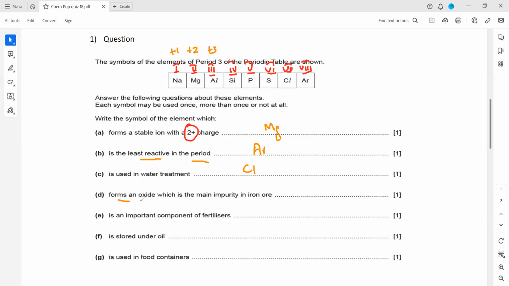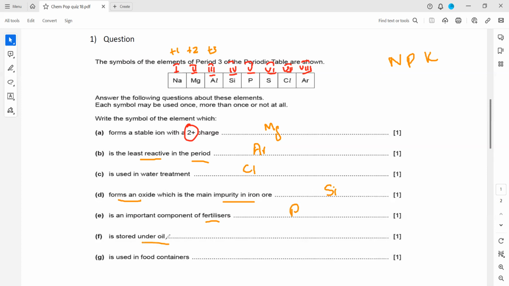In part D, it forms an oxide which is mainly an impurity in iron ore. Iron ore, which is hematite, contains iron oxide and silicon 4 oxide, or sand, as an impurity. So silicon oxide is an impurity, so the element is silicon. Next, it is an important component of fertilizers. Fertilizers are used to provide the three essential elements: nitrogen, phosphorus, and potassium. So in this case, we have phosphorus.